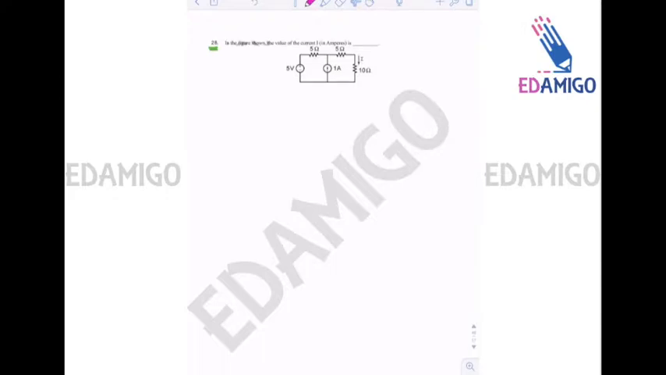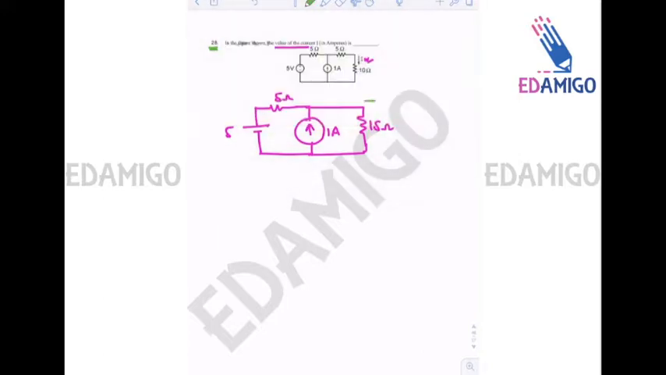We have to find the value of current I. Let me draw the figure again. It is 5 volts, 5 ohms, 1 ampere current, and the total resistance in this path is 15 ohms. The current here is capital I.